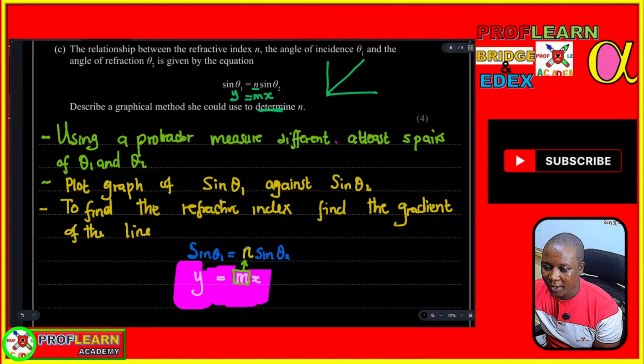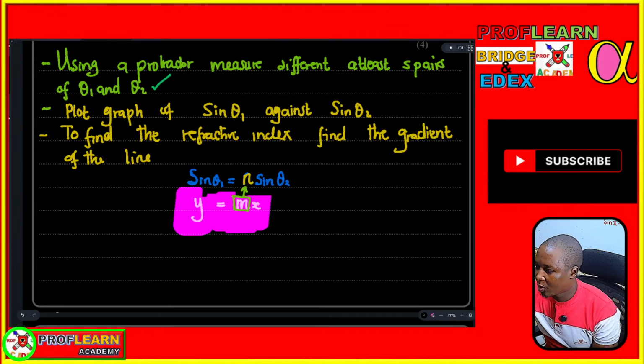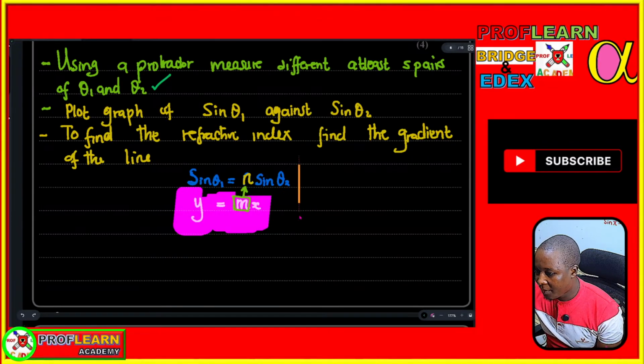in these instructions. I've said using a protractor, measure different angles, at least 5 pairs of theta 1 and theta 2. So we are going to have at least 5 pairs of angles in that case, so that we can plot a graph of sine theta 1 against sine theta 2. And I've said that from here we are going to obtain a straight line graph, and from this straight line graph, of course, we can work out the gradient.